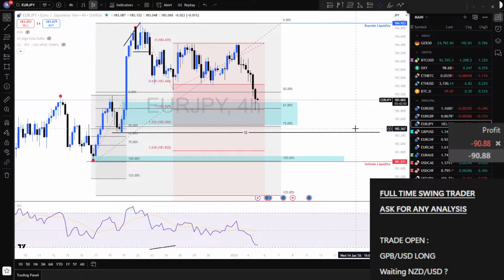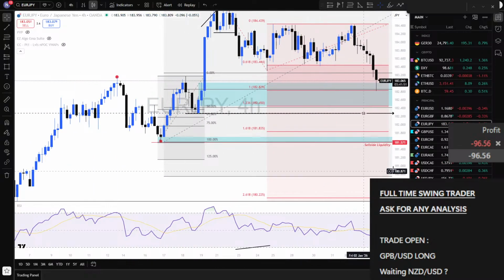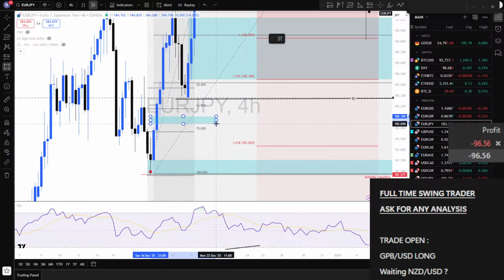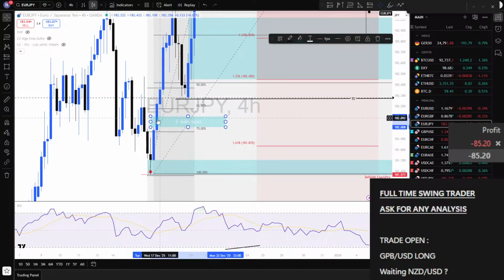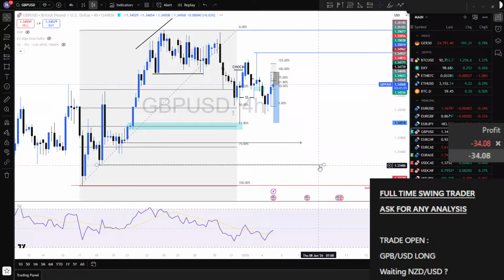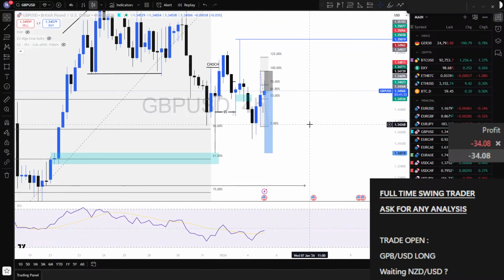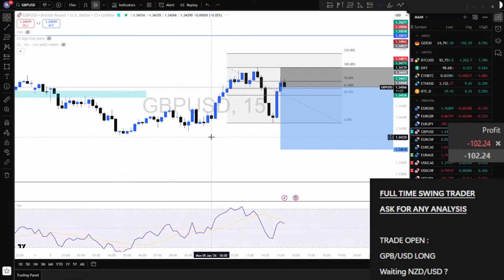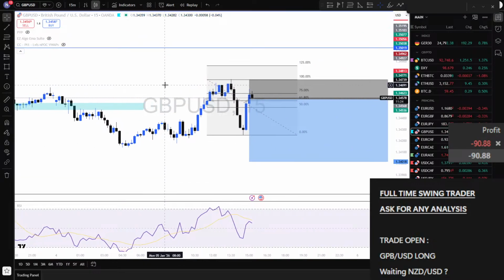Euro GPY, nothing to do yet. I'm just gonna put my alert. Engineered liquidity. You have this imbalance to fill too, when this candle is not filled completely. GBP USD, I mean. Let's see, just in 15 minutes, I mean. We'll see.